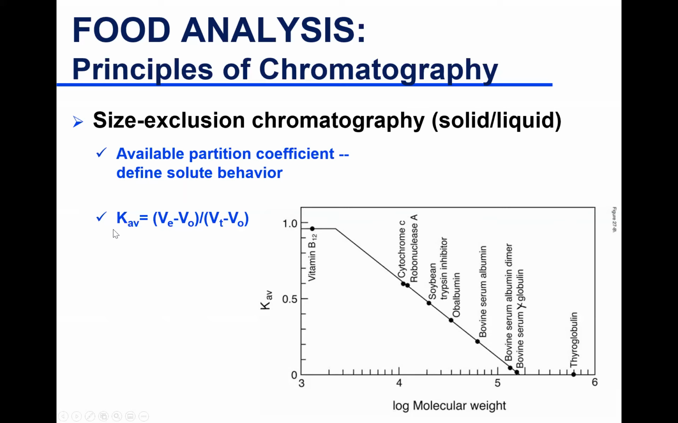Then you get that coefficient, you plot it across log molecular weight. You would have your standard curve basically, and then you can calculate the molecular weight of your unknown by getting this K, or the partition coefficient of your unknown, and plug it into the equation to get your log molecular weight, and then you convert to molecular weight.